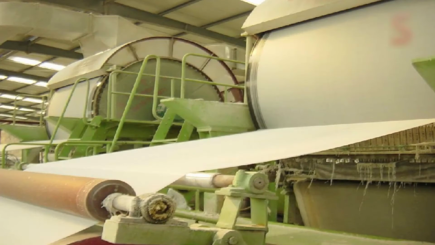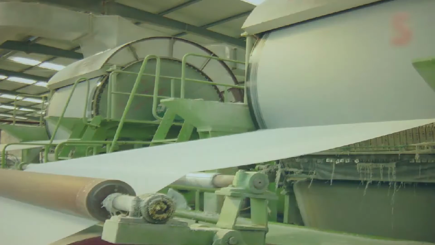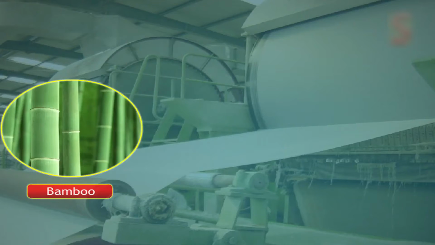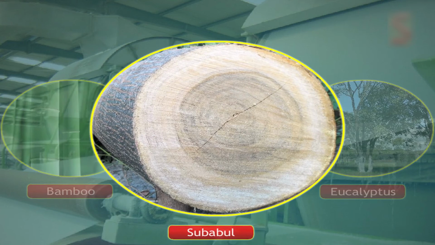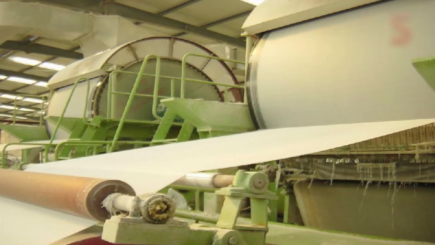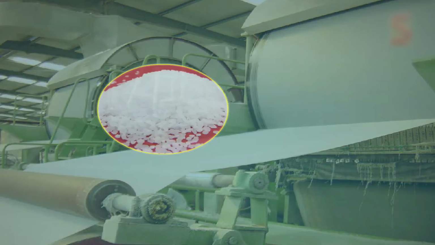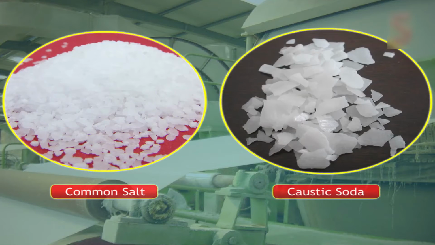Students, what do you think are the raw materials for the paper production? When it comes to the supply of raw materials to paper mills, the raw materials include wood from bamboo, subabul and eucalyptus trees. The subabul is the most widely used wood in the present day. In addition to the wood, various chemicals like common salt and caustic soda are also used in the making of paper. The scrap paper is also recycled in the paper mills.